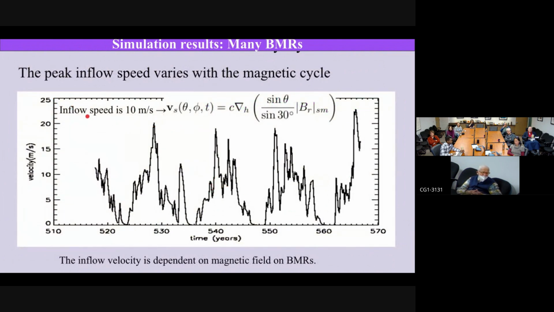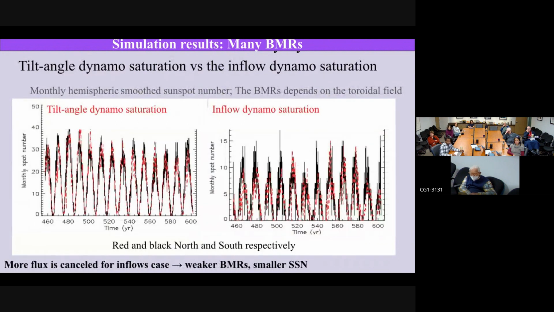We have said that we use a 10 meter per second inflow amplitude, the speed. But when we see the maximum inflow velocity, this figure shows that it is around 20 meters per second. That means the inflow we use is directly proportional to the radial magnetic field. So it depends on the magnetic field, on the production of magnetic field at the surface. So it's not how much we use as an input; the inflow depends on that.